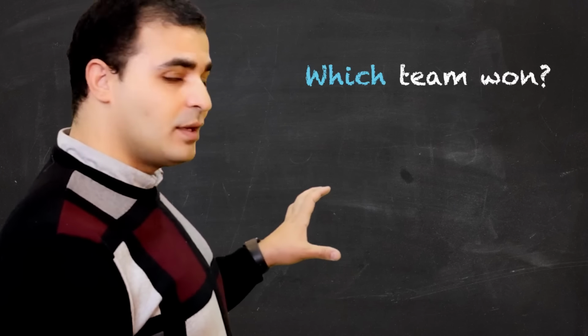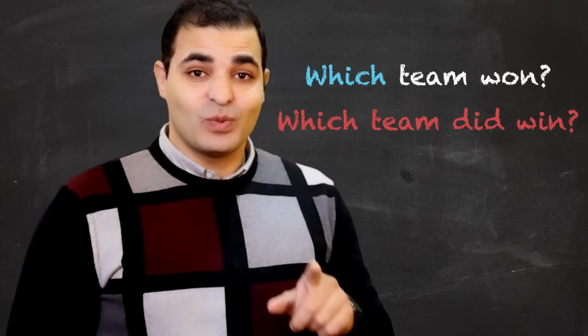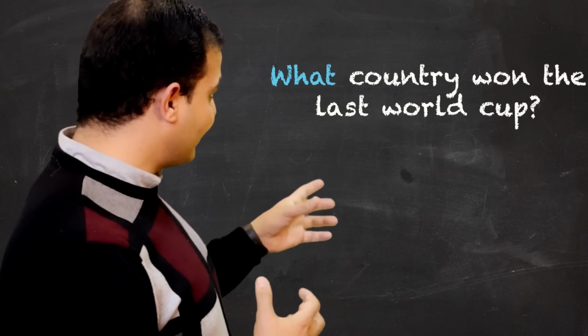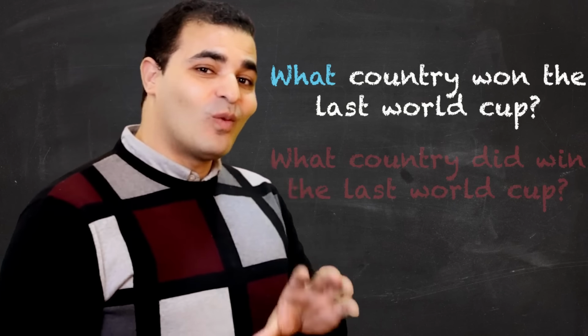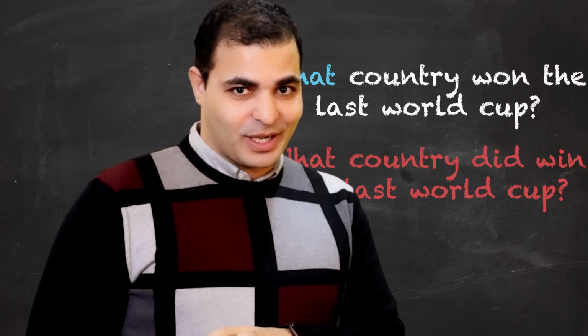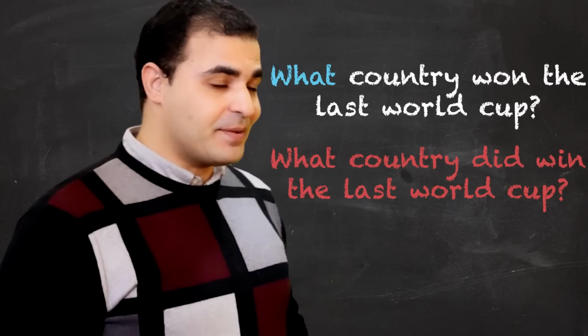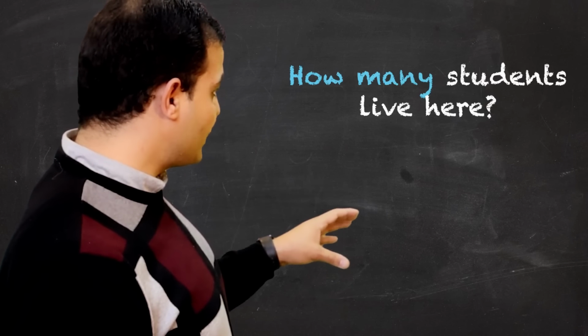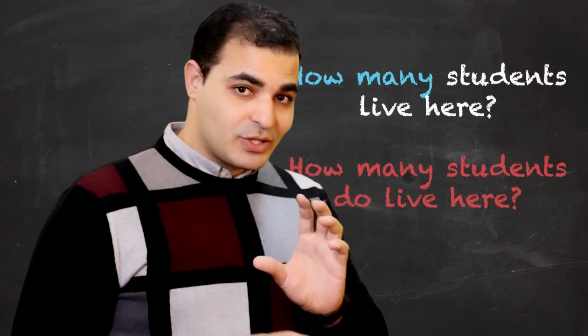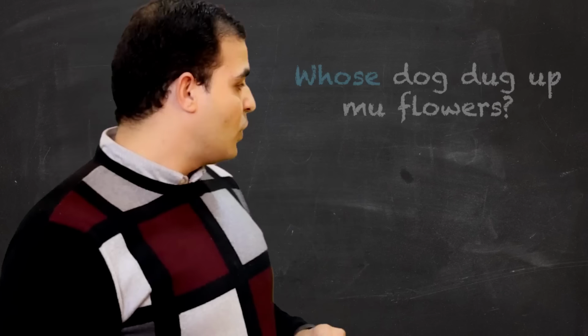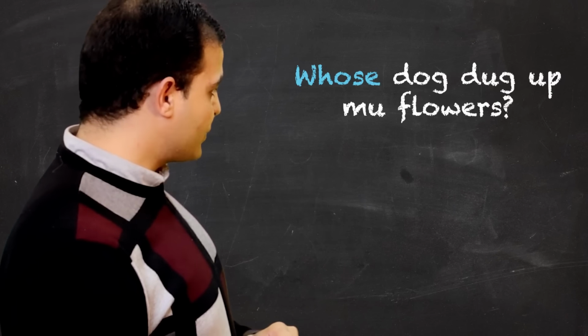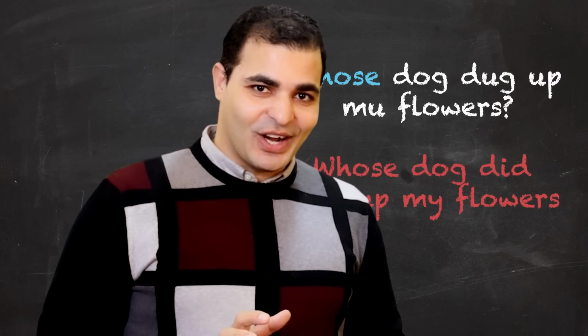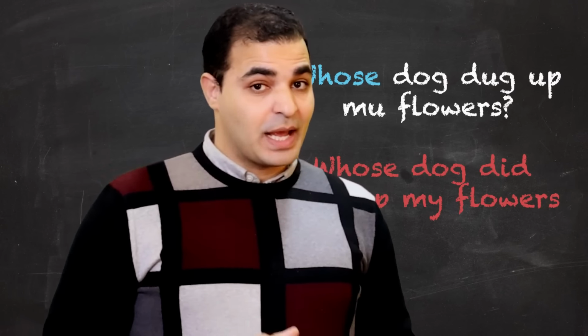Let's take some examples. Which team won? Not which team did win. What country won the last World Cup? Not what country did win the last World Cup. And for the same reason we will say, how many students live here? Not how many students do live here. Whose dog dug up my flowers? Not whose dog did dig up my flowers. However, do can be used with question word subjects for special emphasis.